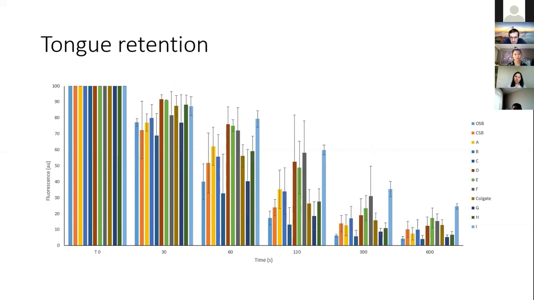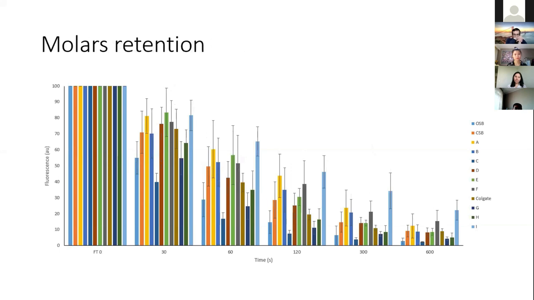Again, on the tongue retention, it retains a lot better on the tongue because it's a larger mucosal surface. But again, after 300 seconds, I was statistically significant. It showed higher retention. And on the molars as well, slightly more protected than the rest of the teeth, it showed, again, more retention.